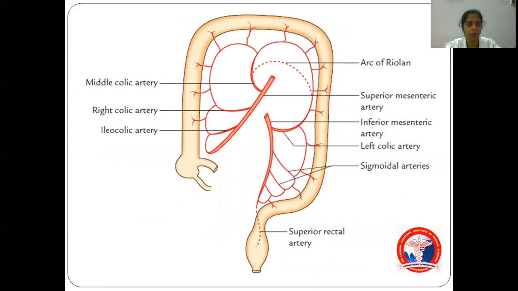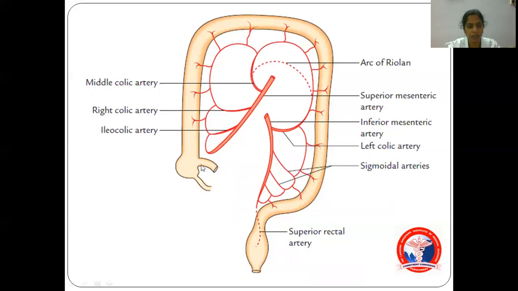Now the next one we are going to learn is the blood supply of the cecum. Before that, we'll refresh about the blood vessels. We already discussed the celiac trunk. Here you can see the superior mesenteric artery and inferior mesenteric artery. In this picture, you can see the superior mesenteric artery. It gives rise to the middle colic artery, right colic artery, and ileocolic artery. The inferior mesenteric artery gives rise to the left colic and the sigmoidal branches.